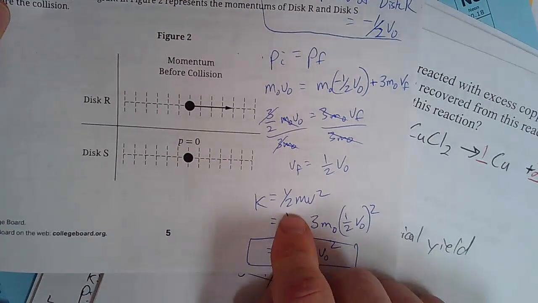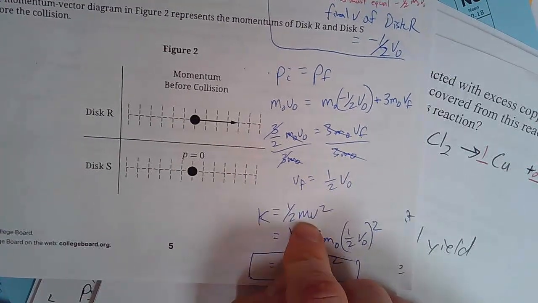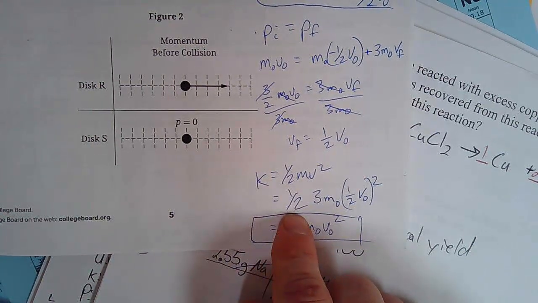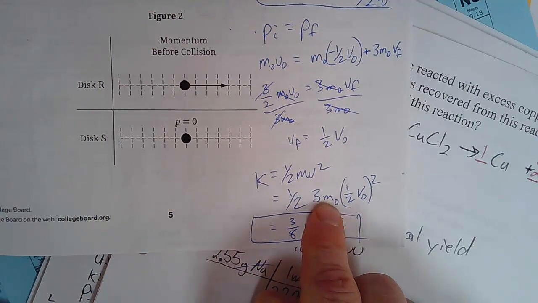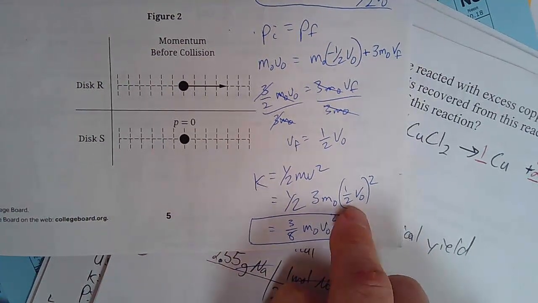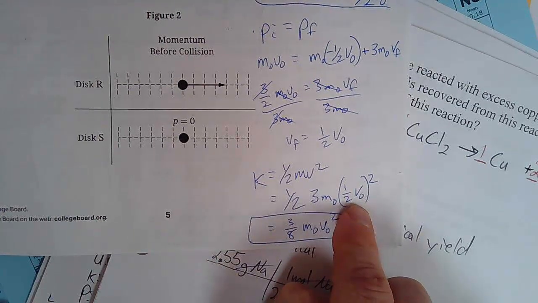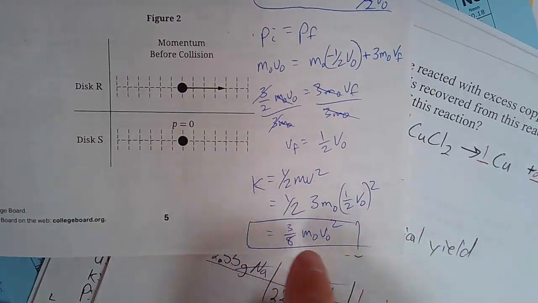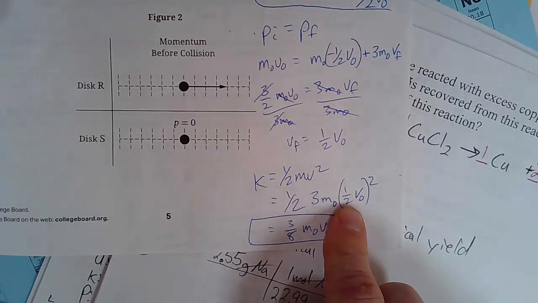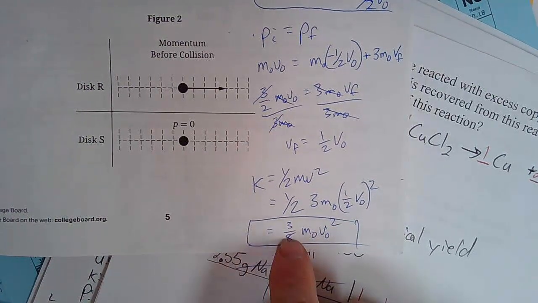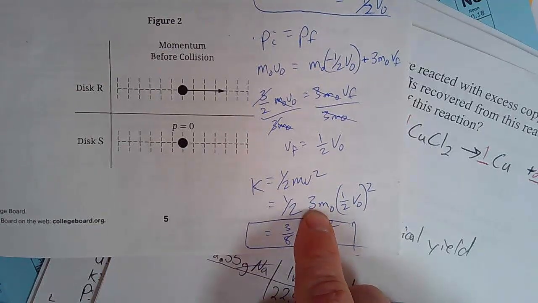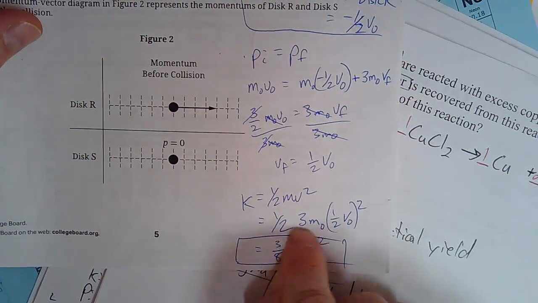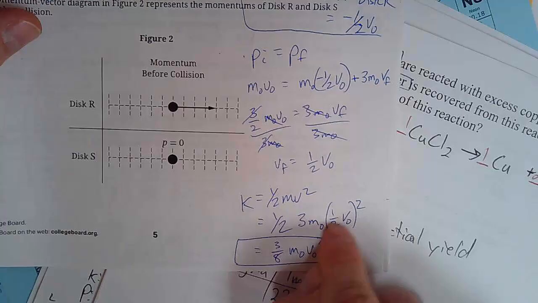But now they wanted kinetic energy. I think I'm actually doing part B first here for you, but that's fine. They wanted kinetic energy, so 1/2 mv squared. The mass of the disk S was 3 mo, and we figured out here that its speed was 1/2 VO, so you just do 1/2 times 3 mo times 1/2 VO squared. 1/2 squared is 1/4, and then 1/4 times 1/2 is an eighth, and multiplied by 3 is 3/8, so it's 3/8 mVO squared. I think you would still get full credit for just the expression, 1/2 times 3 mo times 1/2 VO squared.